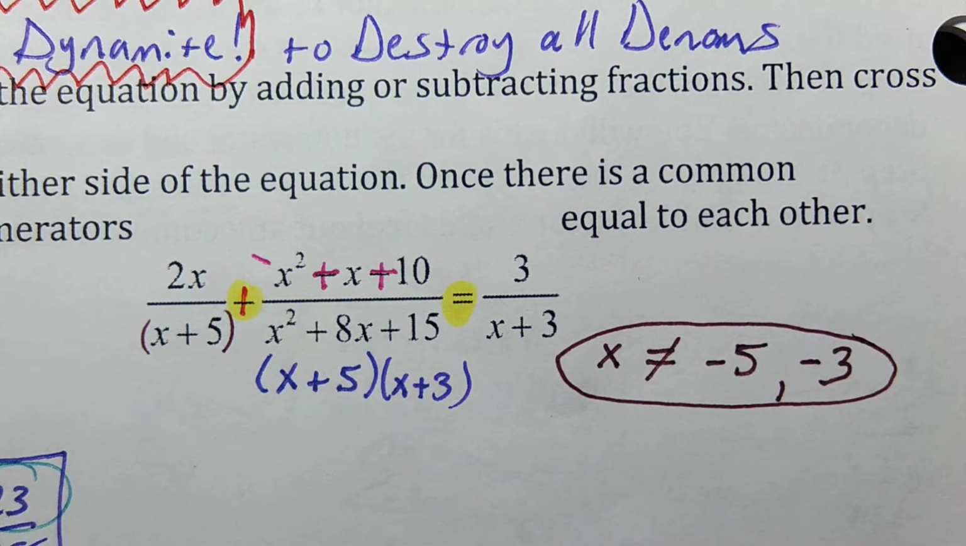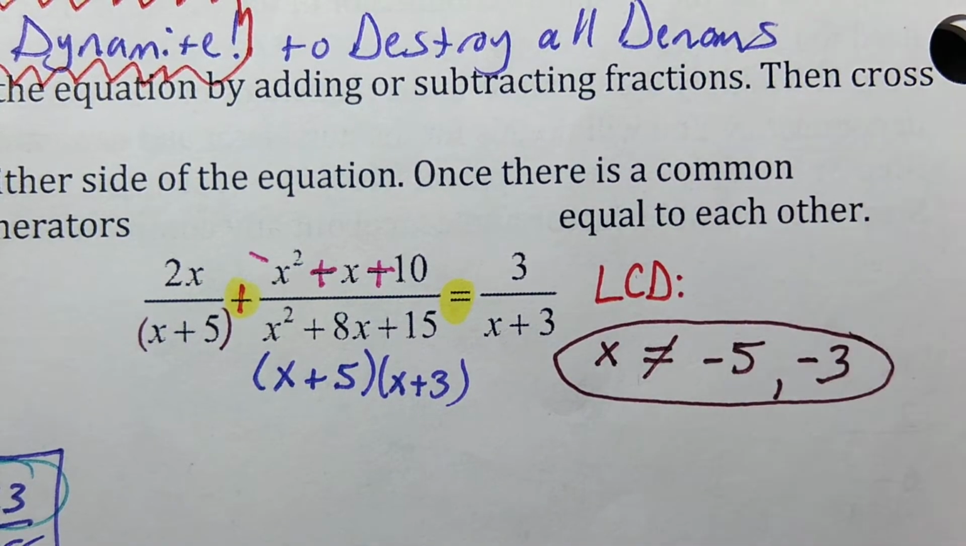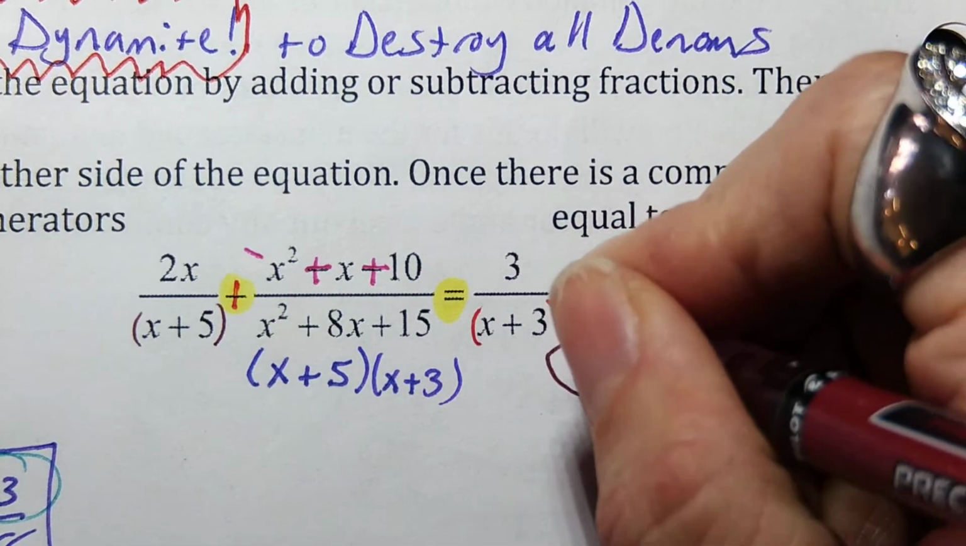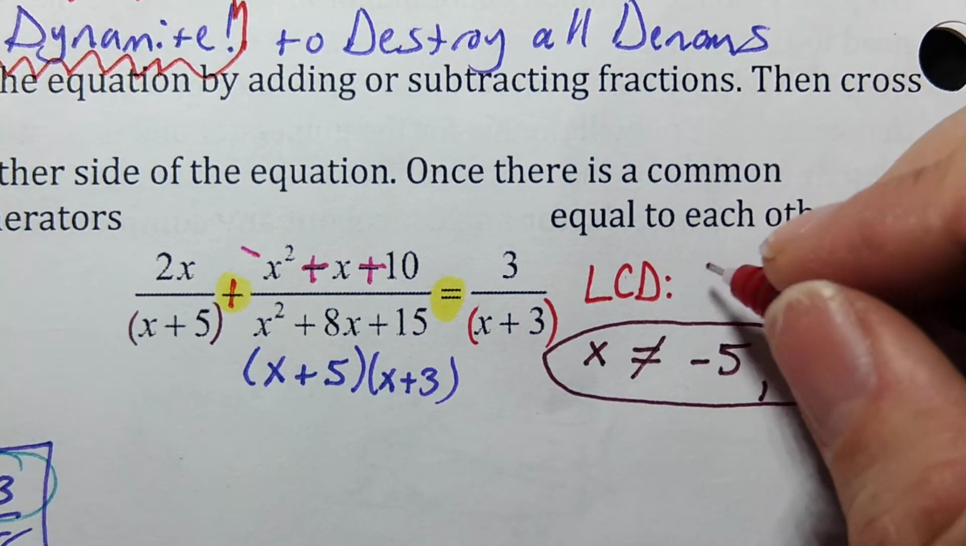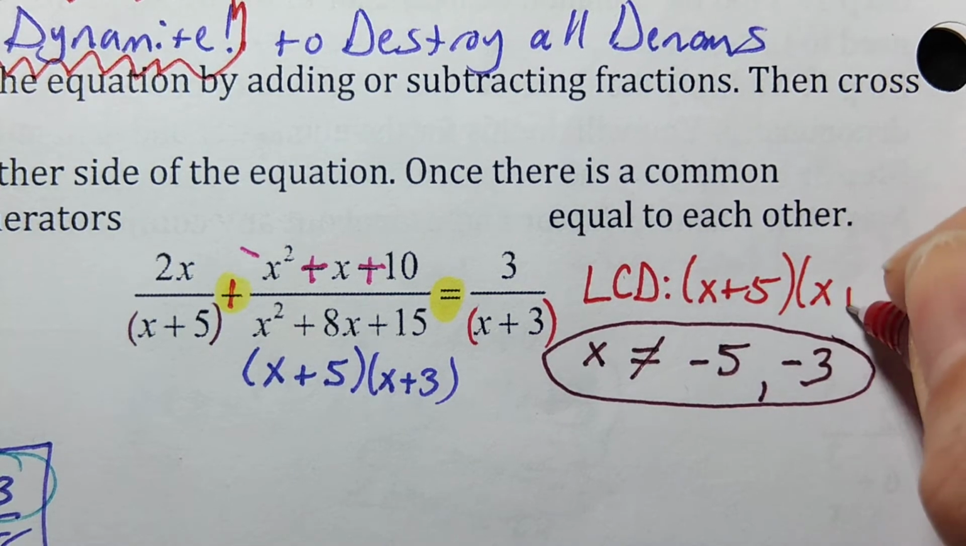What is our LCD dynamite going to be for this one? Greatest amount of x plus 5s we have in one fraction, 1, x plus 5. Greatest amount of x plus 3s we have in one fraction, 1, x plus 3.